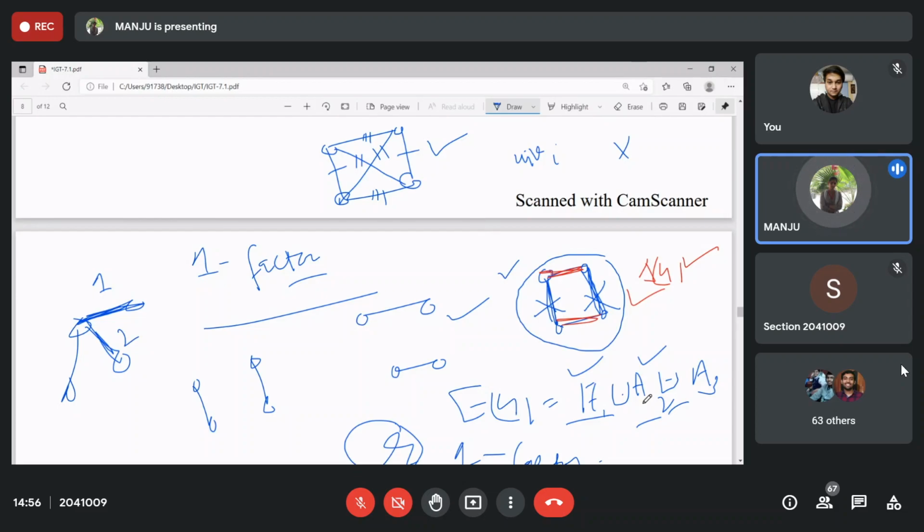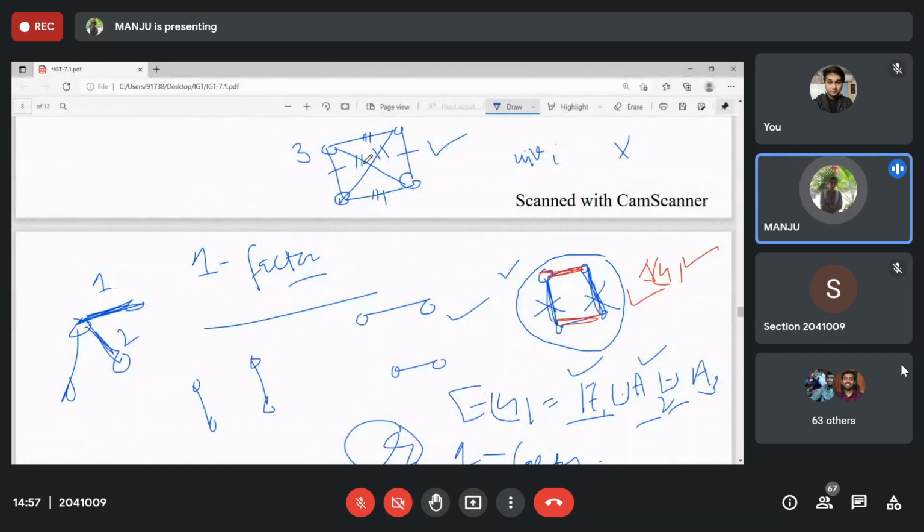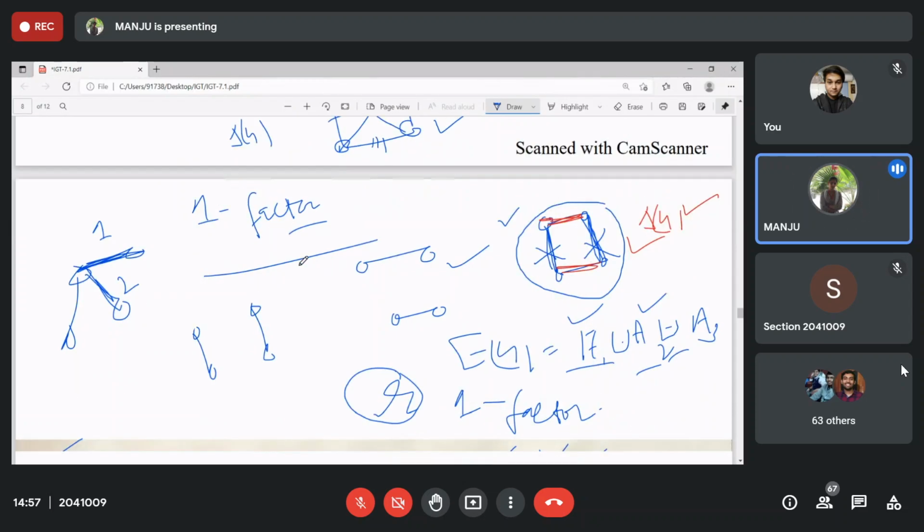One factor exists, and after removing it, one factor still exists; after removing that also, it still exists, right? Clear? In R regular, it was 3 regular, so 3 one factors exist. One is diagonal, one is these 2 edges, another is these 2 edges, right? In this case, there are 3 colors you can use, right? That is equal to delta G. Are you getting it?